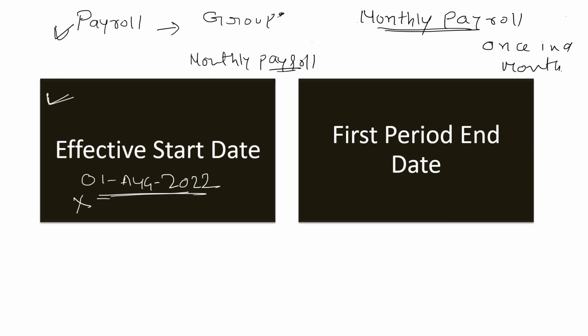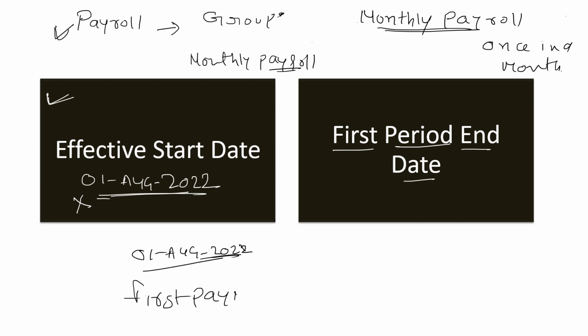Now there is another important aspect that we have to understand, which is my first period end date. What does it mean? I decided that effective from 1st of August, I want to implement the payroll. This is my effective start date, and I want to run my first payroll in the application from the month of August. This is a monthly payroll, not a weekly one. I am going to discuss and share about the monthly payroll.